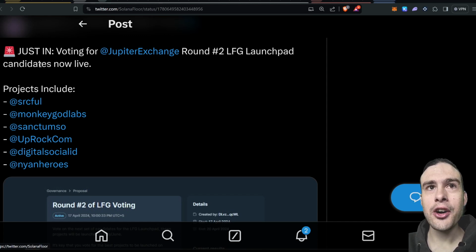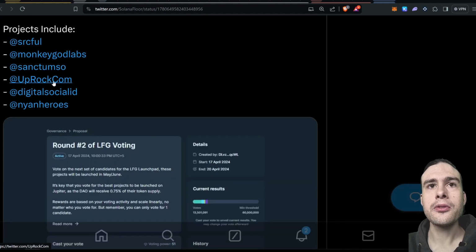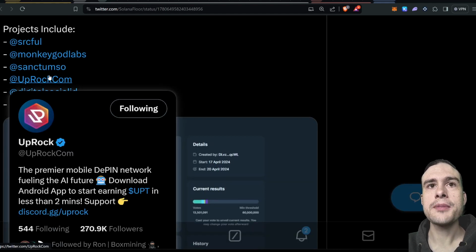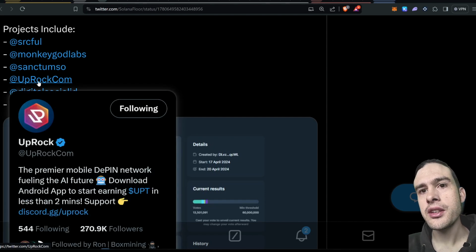Now, a lot of the KOLs in Solana seem to be voting for Uprock, and that's fine. It's a cool project. I do like the concept of it. It's a bit like Brass. I don't know if they actually do GPU or other compute sharing. I'm pretty sure that's part of the project. At least they may be working towards it to earn UPT.